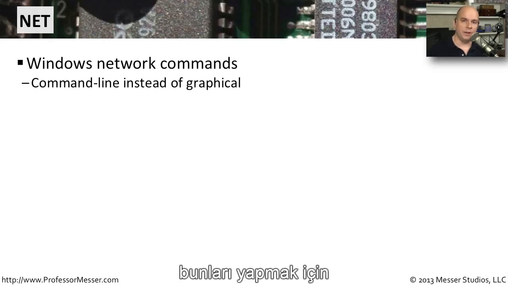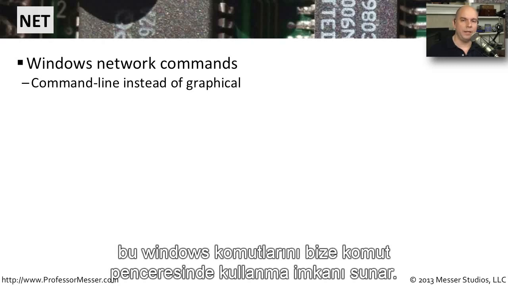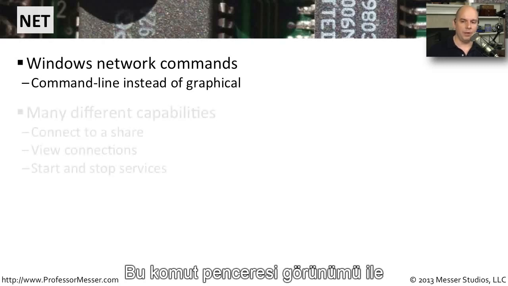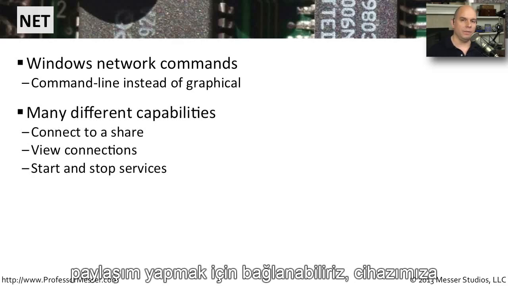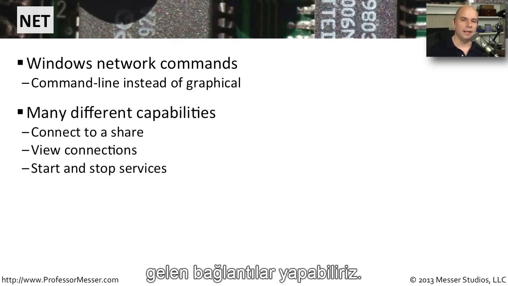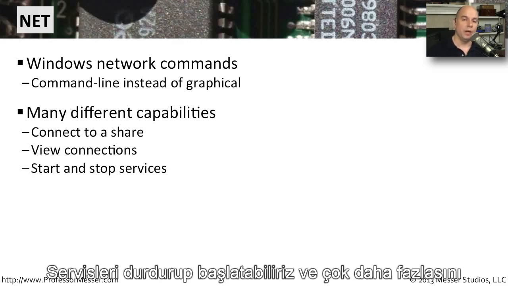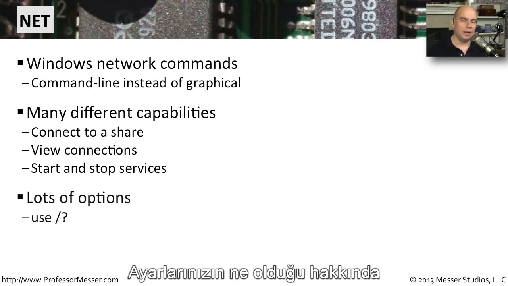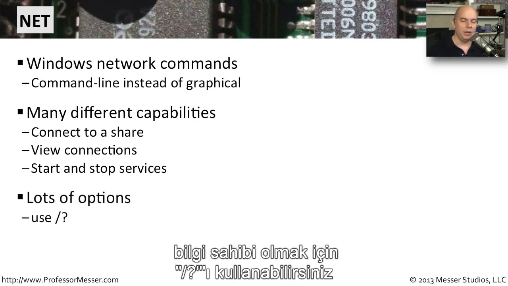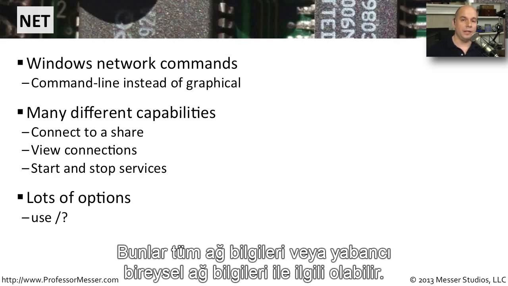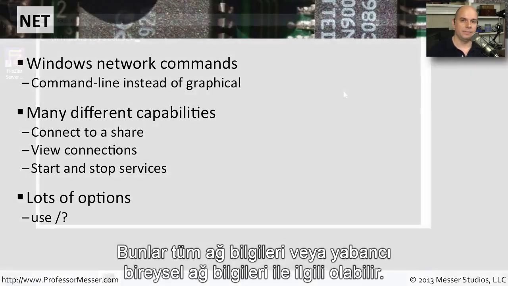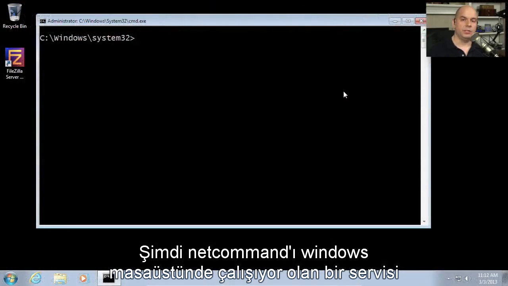To be able to perform these functions, we have a command called net. This net command provides us with these Windows commands within a command prompt view. So we can connect to a share, we can view all of the connections that might be inbound to our device, we can start and stop services, and much more using this net command. If you're trying to determine what your options might be, you can always use the /? to get an idea of what the options are for all of the net commands or for an individual net command itself.